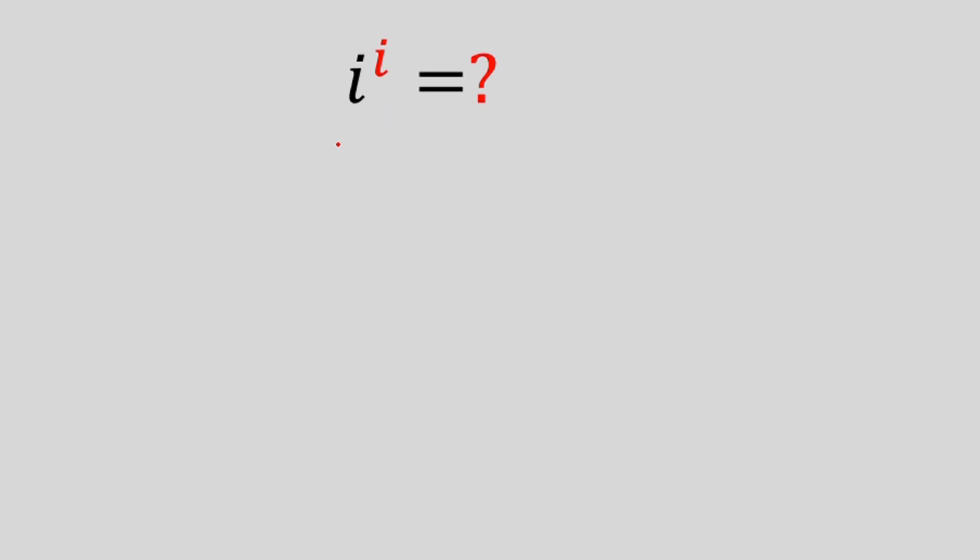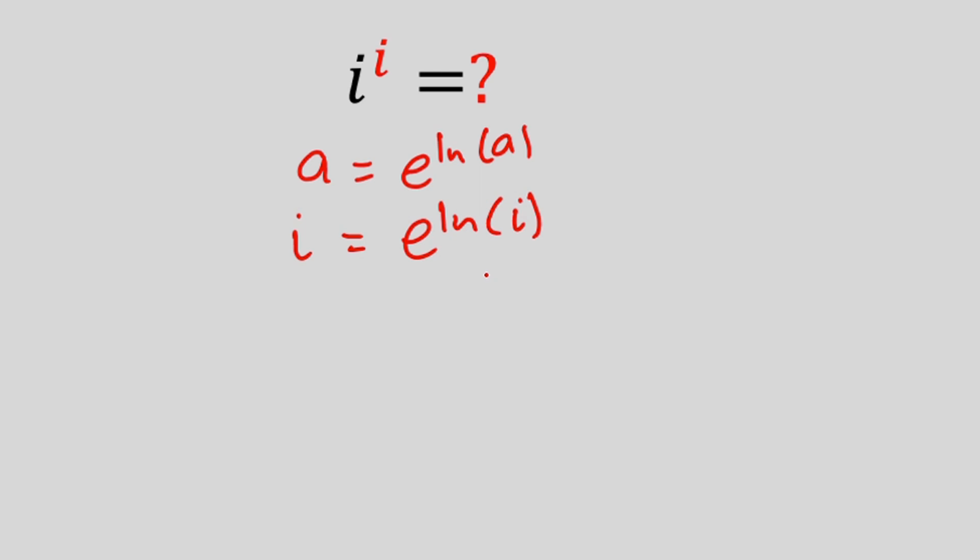Now let's get started. If we have a, which could be written as e to the power ln of a, then it means that we can write I as e to the power ln of I. Very interesting. Now let's allocate this I to the base here. So the problem now becomes e to the power ln of I, all to the power I.